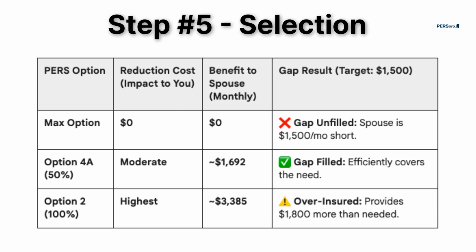Let's look back at our example from step 4 with the $1,500 survivor gap. If you take the maximum option, you have the most money today, but your spouse's $1,500 gap remains completely unfilled. If you jump straight to option 2, you've definitely filled the gap, but you are now overinsured, providing twice what the spouse actually needs and taking a much larger permanent cut to your own check to do so. For many in this scenario, option 4A is the Goldilocks choice. It covers the $1,500 gap with a little room to spare, but it leaves more money in your pocket during your go-go years.